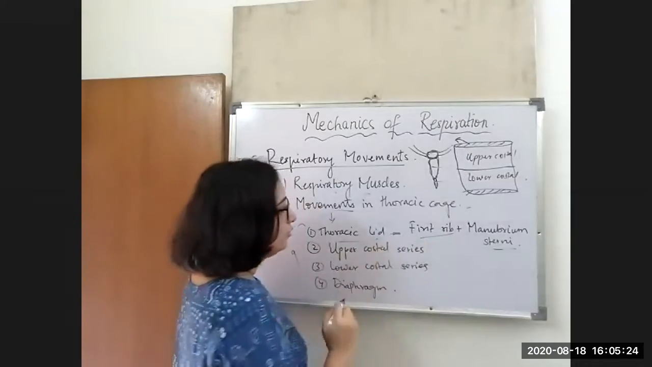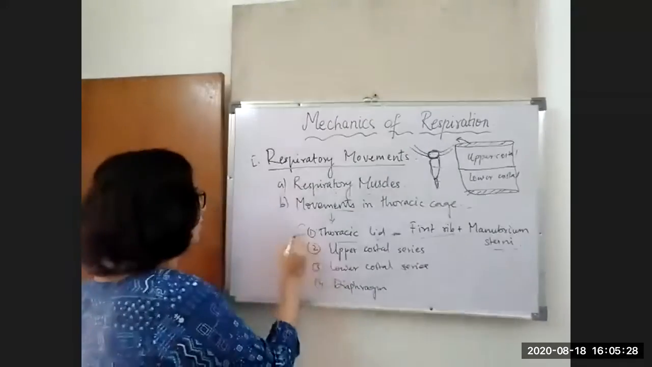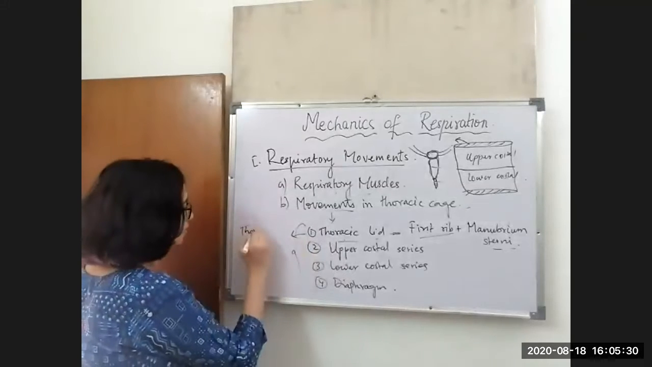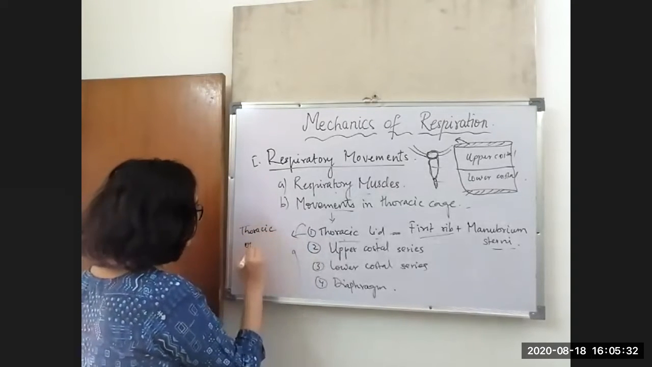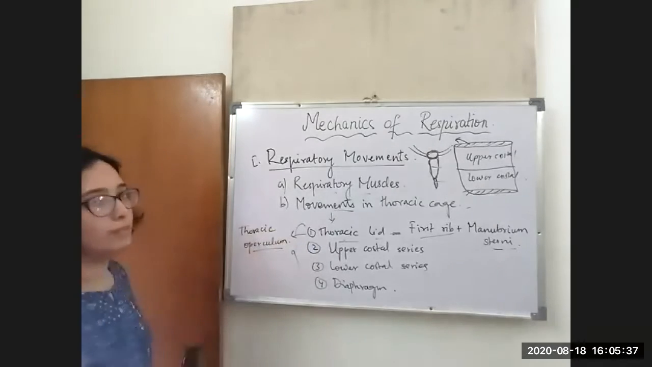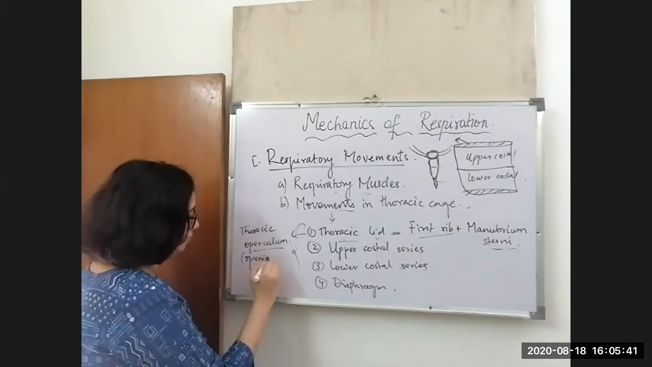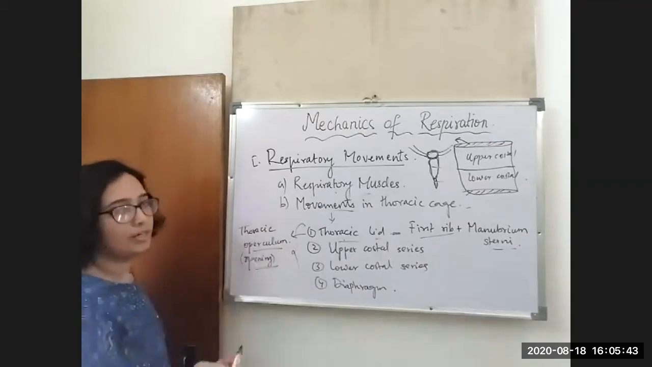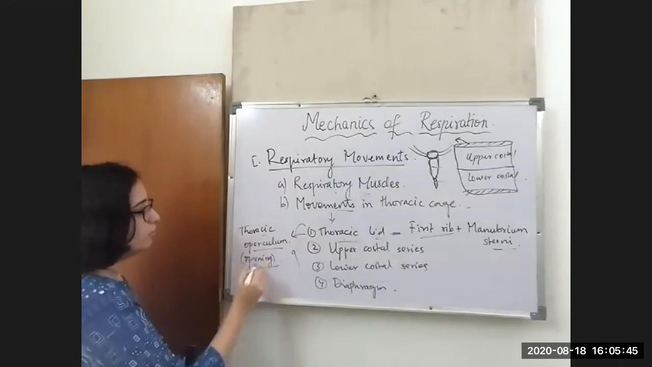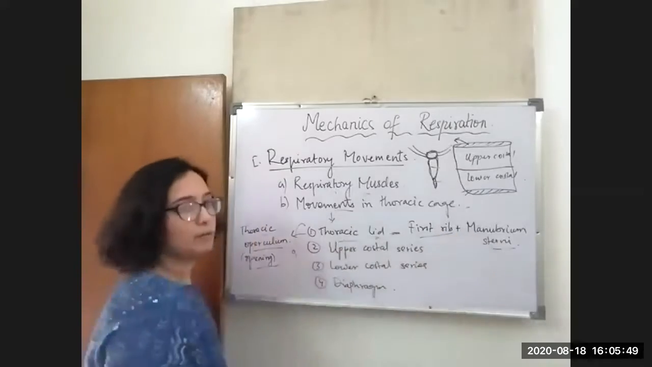So it is also known as thoracic operculum. Operculum is nothing but opening. So opening we also call operculum. This is a thoracic opening. So thoracic lid: first rib and manubrium sterni.